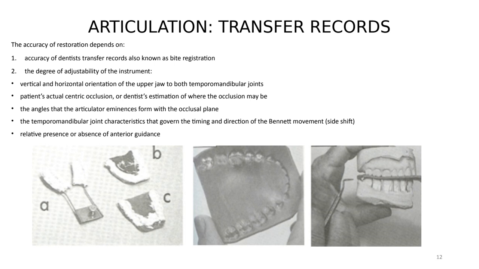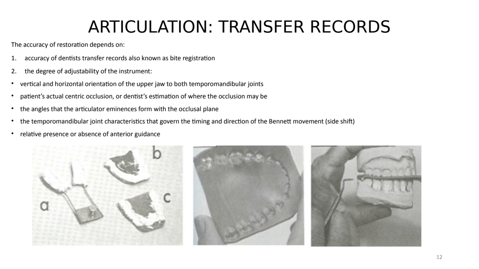So there are different silicone type bite registration materials that are very accurate and very stable. So these are the materials that the doctor usually uses and sends to us with the case. And the degree of the adjustability of the instrument. So this is what we're looking at in the transfer record. Is it easy for us to copy exactly what the patient has and put it in the articulator, right?